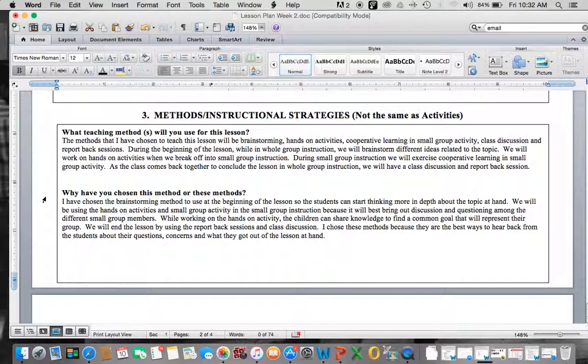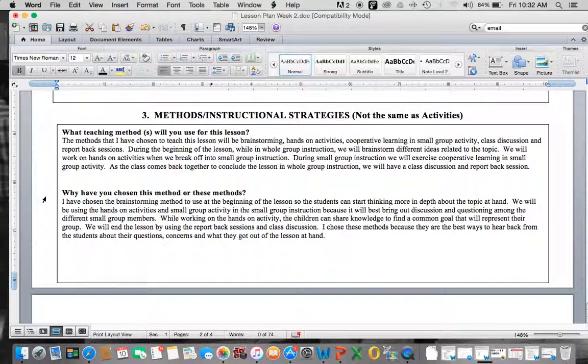Why have you chosen this method or these methods? I have chosen the brainstorming method to use at the beginning of the lesson so the students can start thinking more in depth about the topic at hand. We will be using the hands-on activities and small group activity in the small group instruction because it will best bring out discussion and questioning among the different small group members.